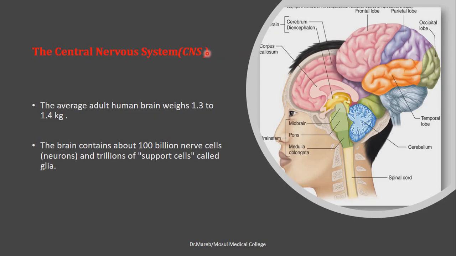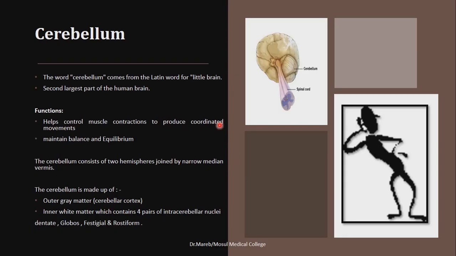Now, the second part of our lecture will be about the cerebellum. This is the central nervous system. The average adult human brain weighs 1.3 to 1.4 kilograms. The brain contains 100 billion nerve cells, which are the neurons, and trillions of supporting cells, which are called the neuroglial cells. The word cerebellum comes from the Latin word which means little brain.